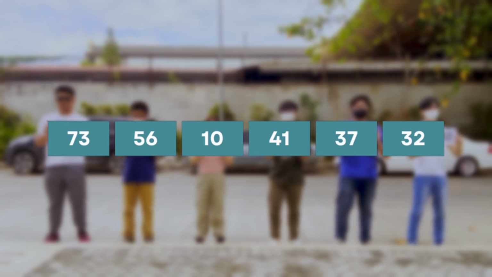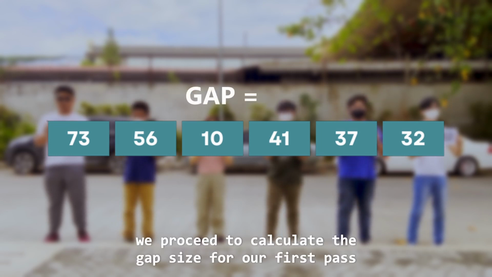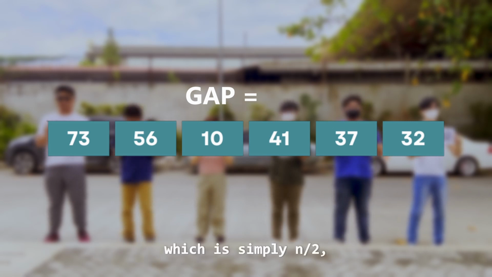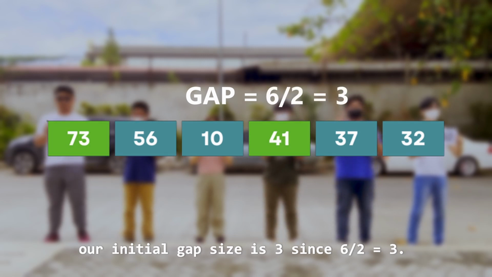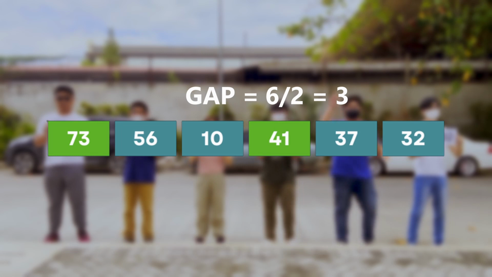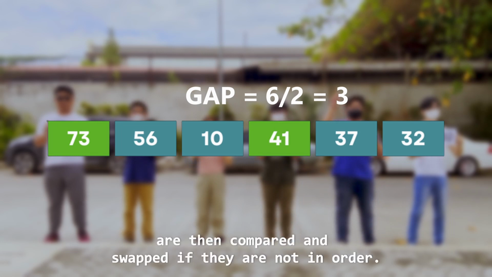After finding n, we proceed to calculate the gap size for our first pass, which is simply n over 2. In this case, our initial gap size is 3, since 6 divided by 2 equals 3. Elements with a gap of 3 are then compared and swapped if they are not in order.